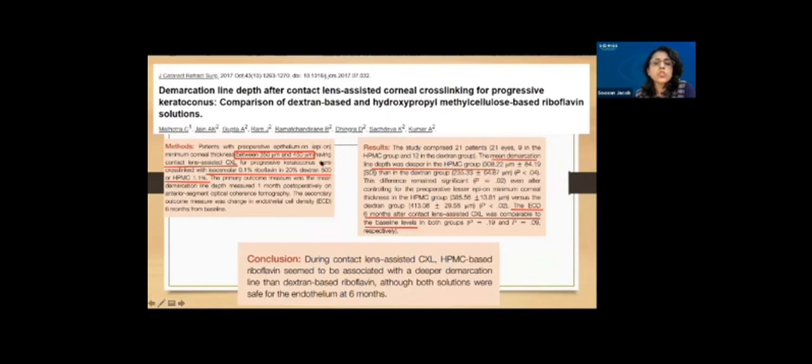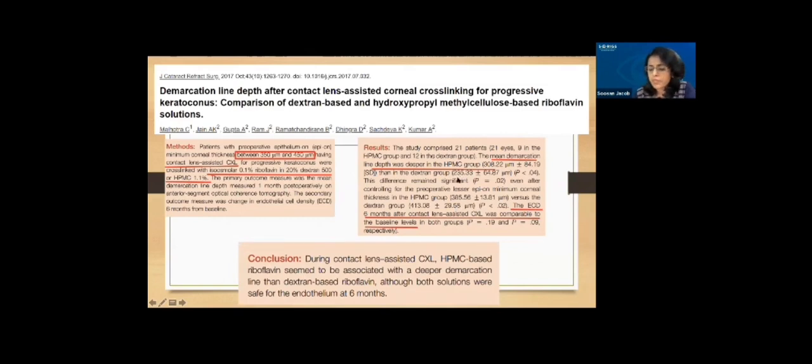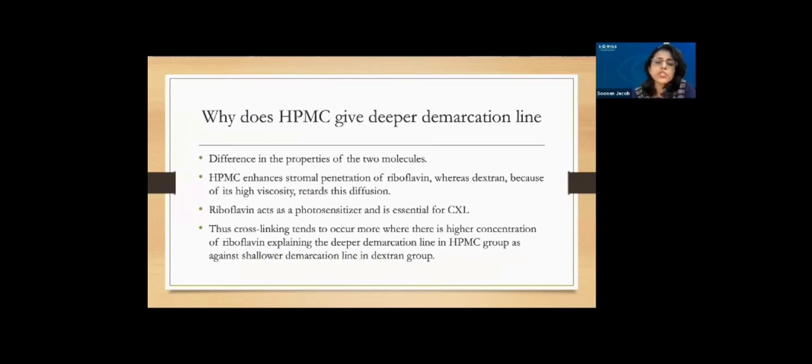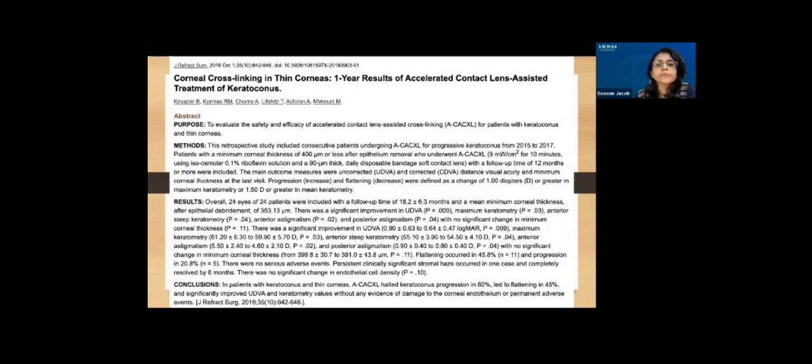This is a comparison from the other center that I mentioned, which compared dextran with HPMC-based riboflavin, and they found that HPMC gave you a deeper demarcation line than dextran, and that's possibly because HPMC enhances the stromal penetration. It makes riboflavin go down deeper, and since riboflavin is needed for the cross-linking to happen, you can also get deeper cross-linking. HPMC has the added advantage that it does not deturgesce the cornea. Dextran can thin out a cornea, and you're already starting out with a thin cornea, so dextran does have that disadvantage, which is not there for HPMC.